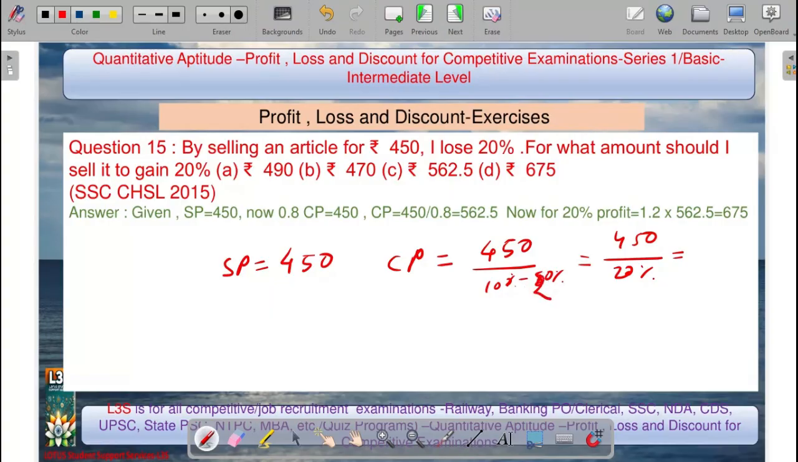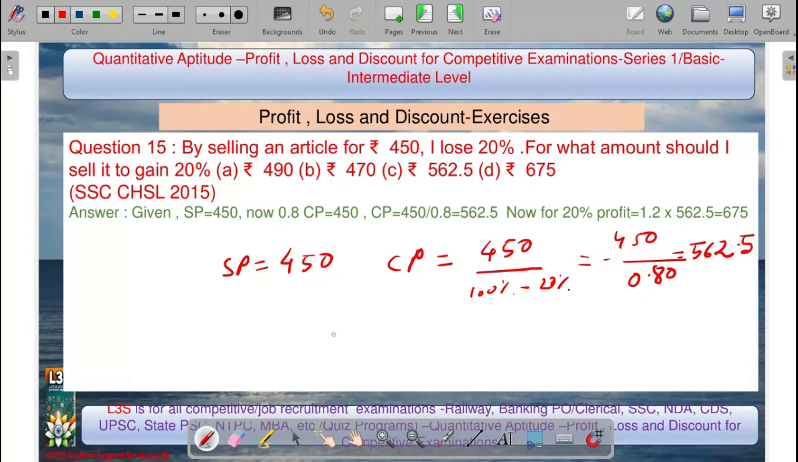Sorry, so this will be 80%. Let me correct it. 450, so 100% minus 20% means 80%. 80% means 0.80. 450 by 0.8, if we simplify it, equals 562.5.